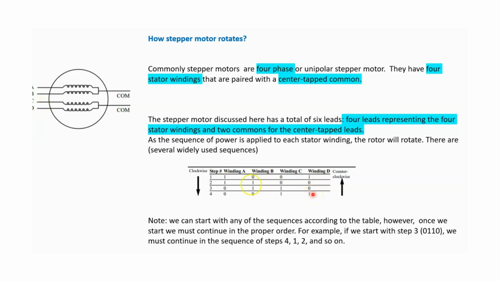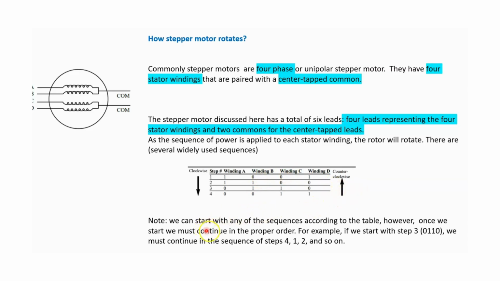Okay, then next if we apply 1100 according to the winding, and then we apply 0110 and then 0011, and let we repeat this sequence, then the motor will rotate in clockwise direction. But if we reverse the sequence, if we start from, let here, the fourth step 0011 and then we apply the third step which is 0110 and then 0100 and 1001, then the motor will rotate in counterclockwise direction.